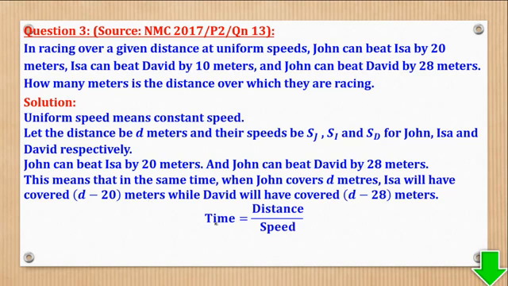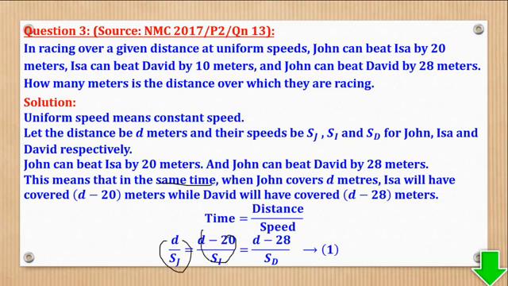Meaning that if you have time equal to distance over speed, then when you get distance over speed for each, they should be the same because it said same time. So this is the time taken by John, time taken by David, Isa, time taken by David. They are all the same because of the words same time. That is equation 1. And when you see equation 1, what should come to your mind is simultaneous equations.